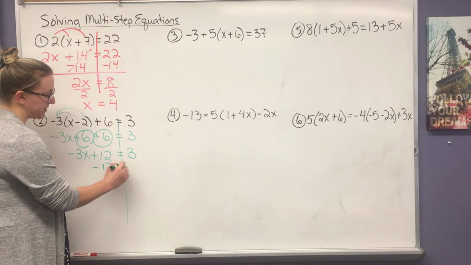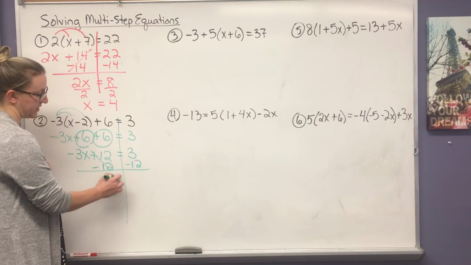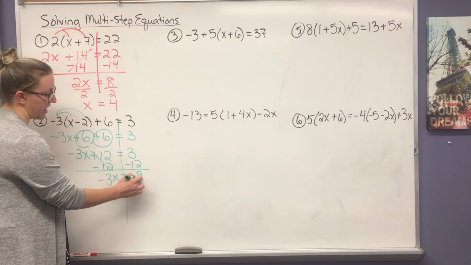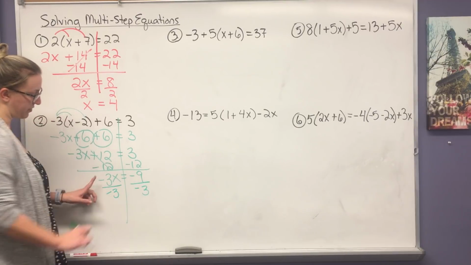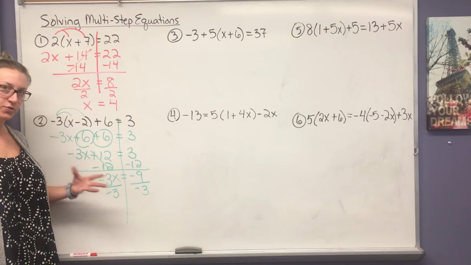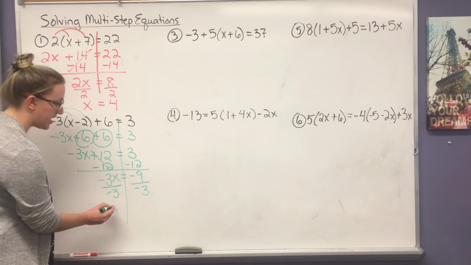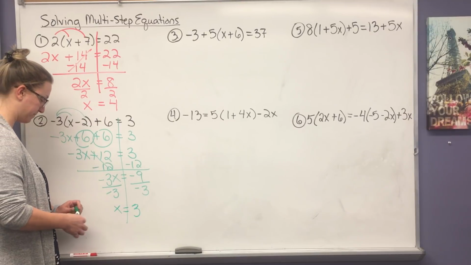I'm going to minus 12 on both sides. I'm left with a negative 3x equals a negative 9. And finally, divide by a negative 3. Since this is multiplication, negative 3 times x, to undo it, I divide by a negative 3. And I'm left with x equals a positive 3.